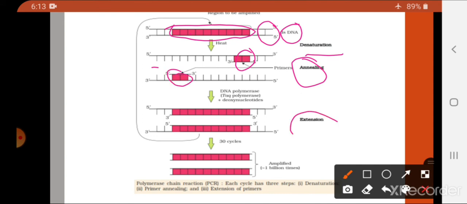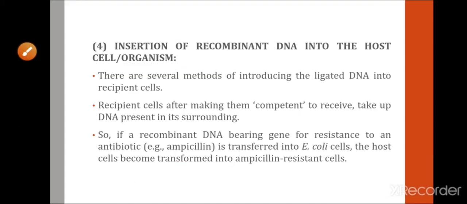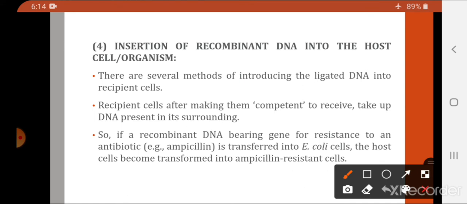And the next one is extension. What will happen in extension? Wherever the primers are, DNA polymerase will come and what will it do? It will synthesize a new strand. And then by repeating these cycles, we get the amplified copies of the DNA. So that is PCR.